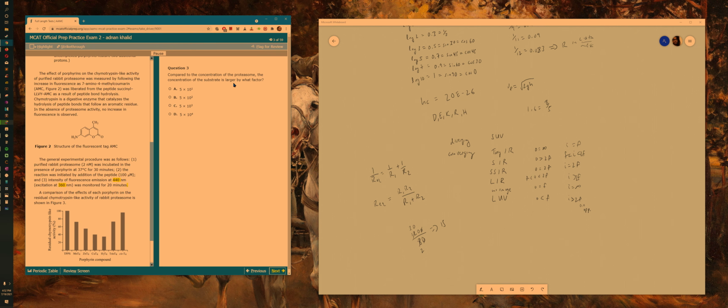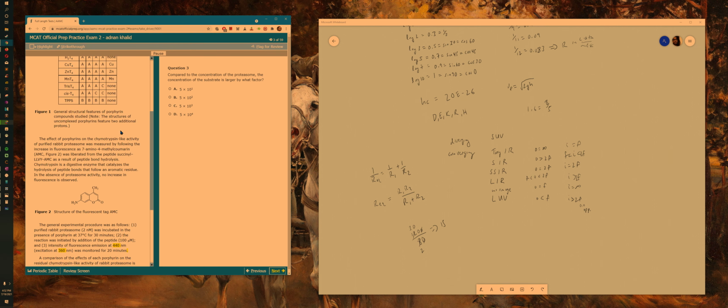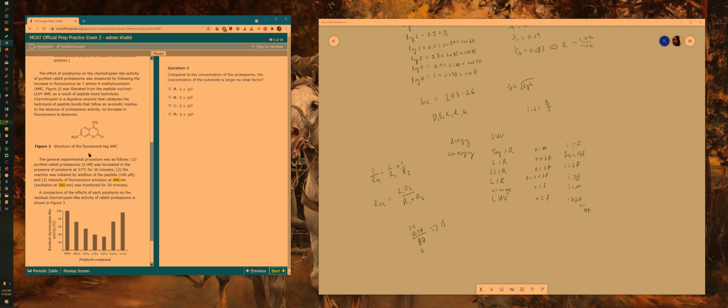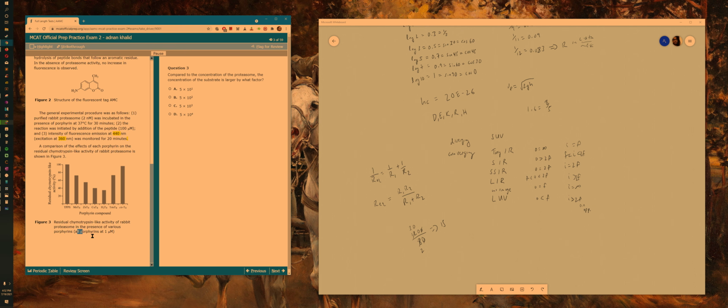Concentration of the substrate is larger by what factor? So I'm going to look for numbers essentially. So porphyrins are at, wait.